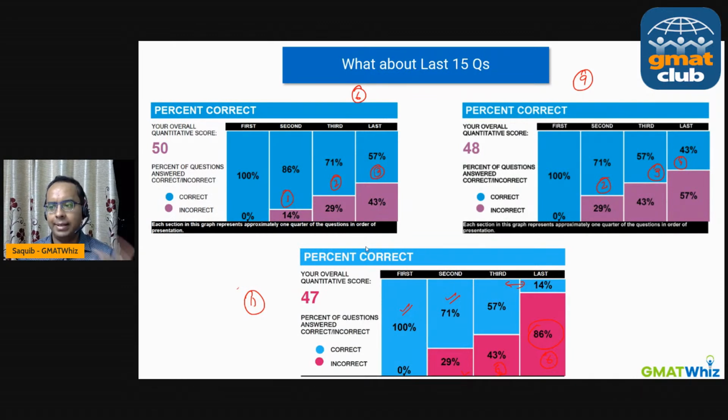So this is a slight difference between verbal and quant. In verbal, we usually look at almost the first 3 quarters. But here in quant, the first is really, really important. The second, in fact, is too. Third and fourth make a minor difference of 1 or 2 points, if they have to make any. That's all.